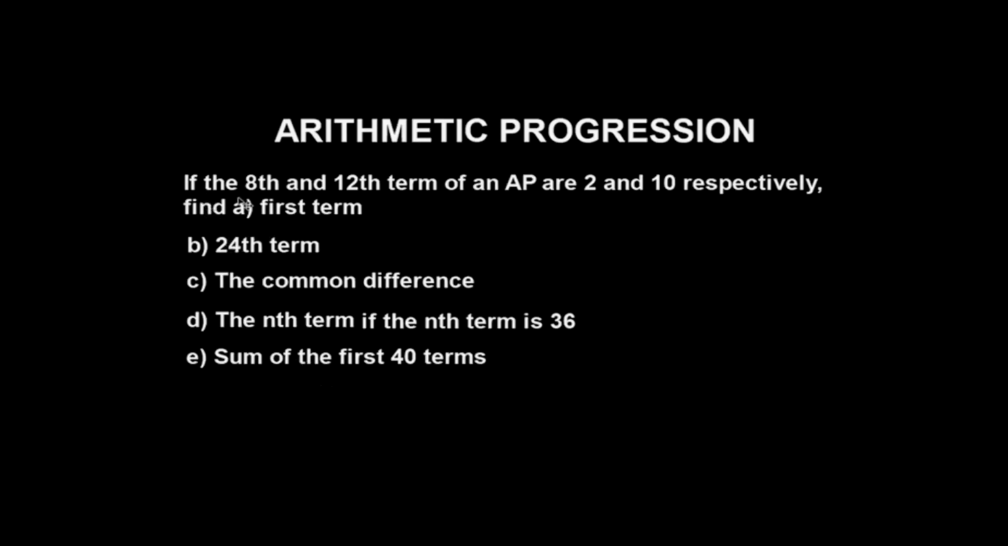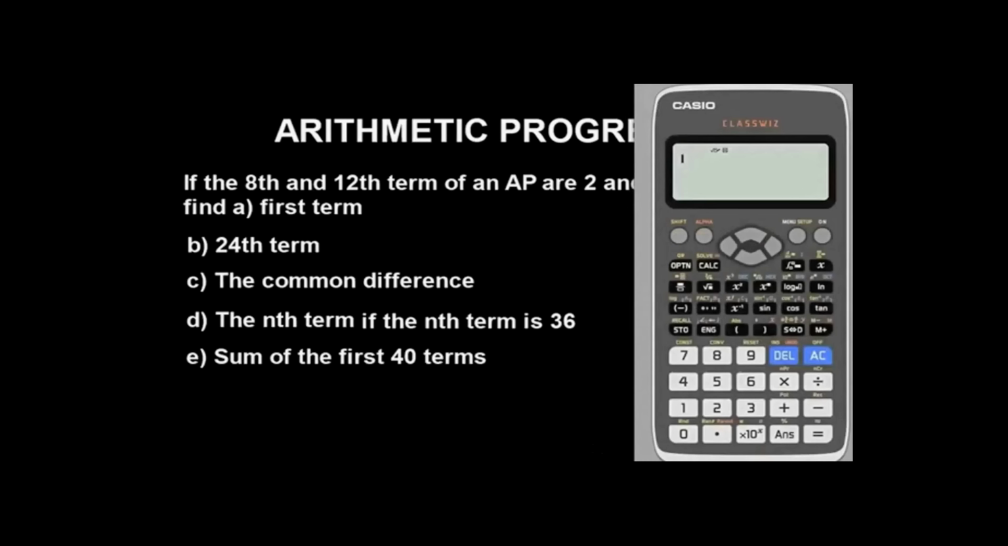Okay, the question says, if the 8th and 12th term of an AP are 2 and 10 respectively, find A, first term, B, 24th term, C, the common difference, D, the nth term if the nth term is 36, and lastly, sum of the first 40 terms. Okay, now let's get the Casio calculator and go straight into the details of the solution with the calculator.